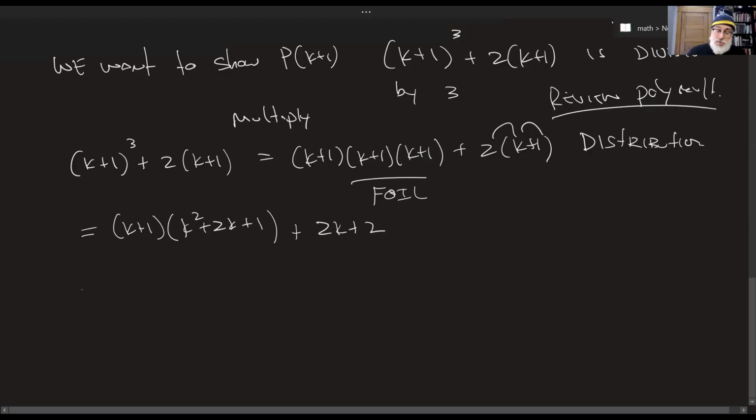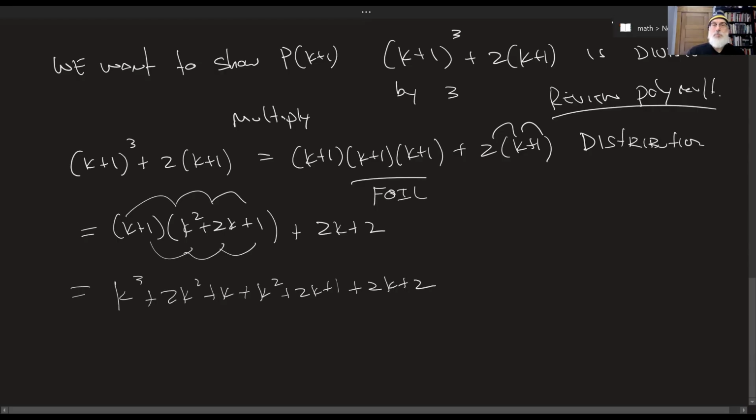Okay, so I'm going to multiply this binomial by this trinomial, and I do that by multiplying each term by k. So it becomes k cubed. I'm doing the k here. So k times k squared is k cubed. K times 2k is 2k squared. And k times 1 is k. And then 1 times k squared plus 2k plus 1 just gives us the polynomial k squared plus 2k plus 1, plus 2k plus 2.